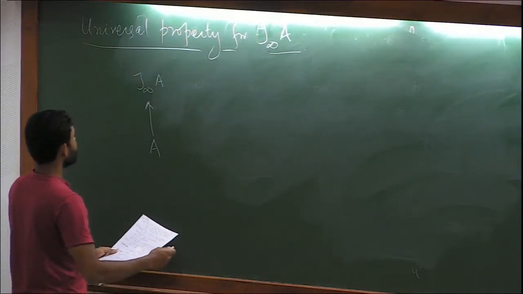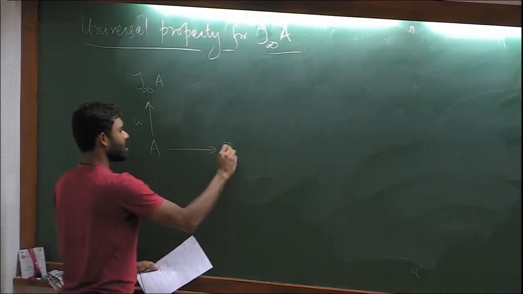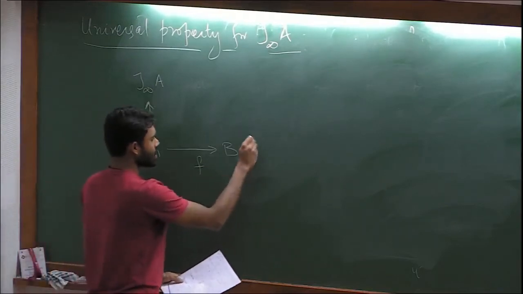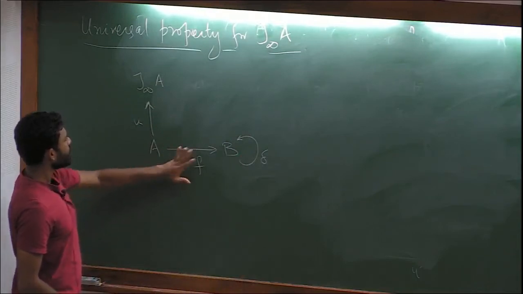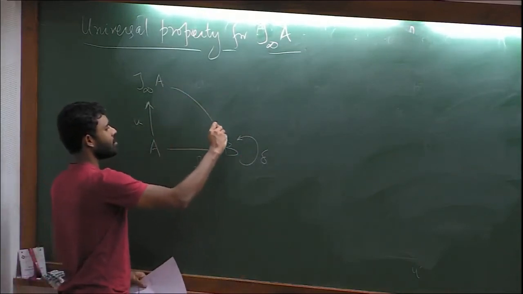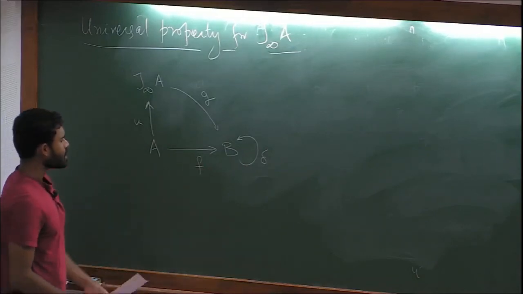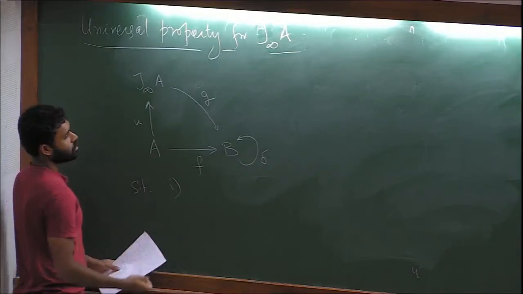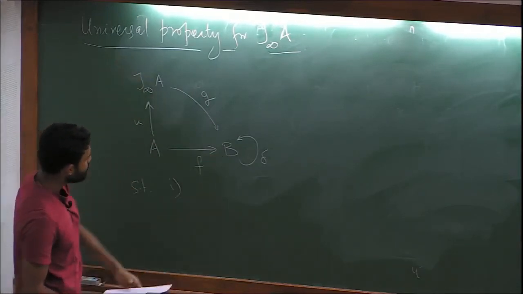So you have this natural map U, and suppose you are given a map F to another B, which has a delta structure, which means there is a delta on it. So given any map like this, then there exists a unique map G from J infinity of A to B, such that, well, the natural thing is that if you go F, that should be the same as going U and then G.